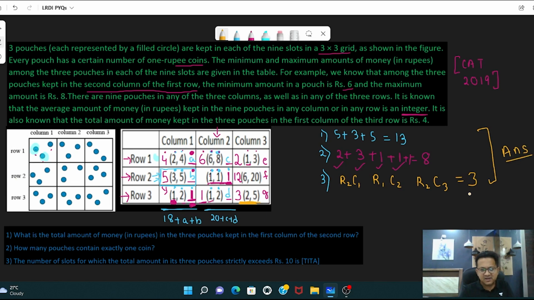This was an awesome set in the CAT 2019 paper. So the summary was, first thing, you need to understand it well and then pick up the key points. Remember, the key point over here was that the average across any column or across any row is an integer. And across any column or any row, there were 9 elements. So basically, the sum of numbers across any row or any column had to be a multiple of 9. If you could figure that out, I think this set was very much doable.